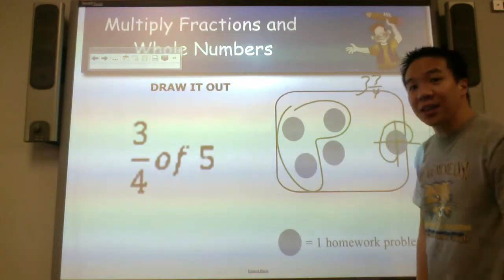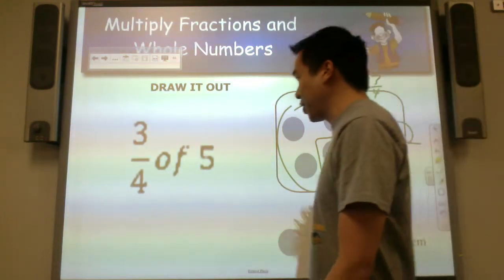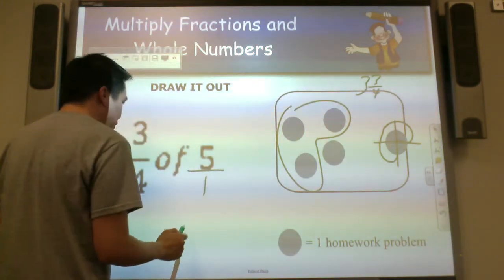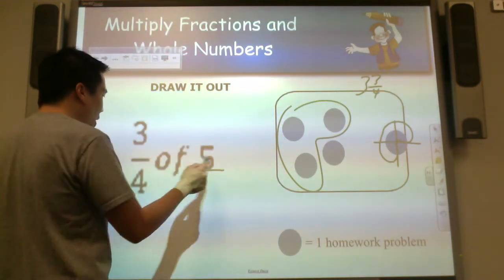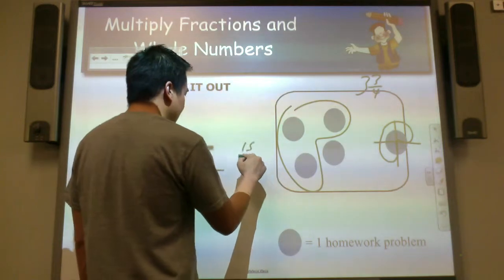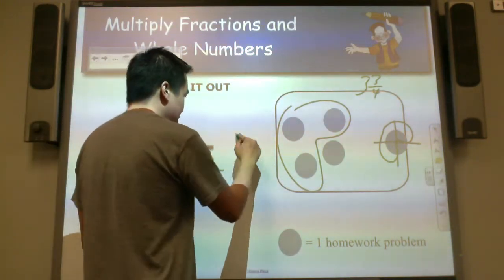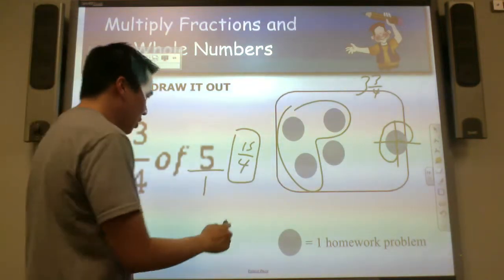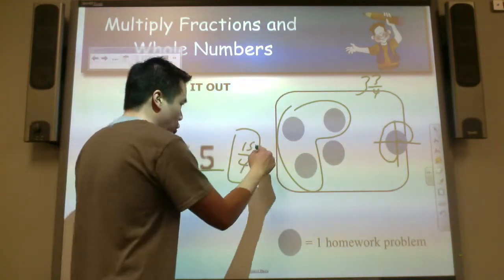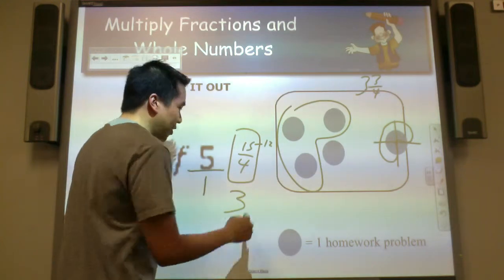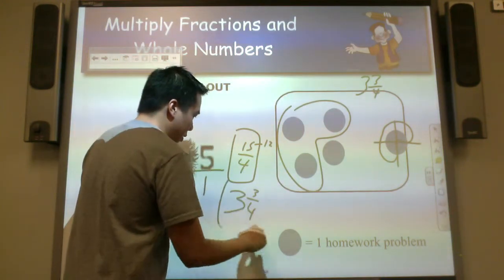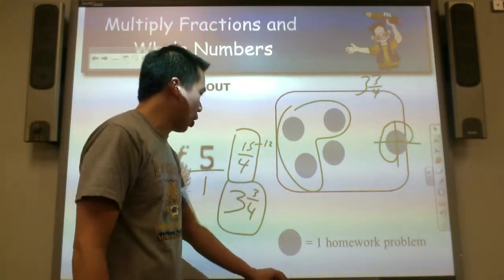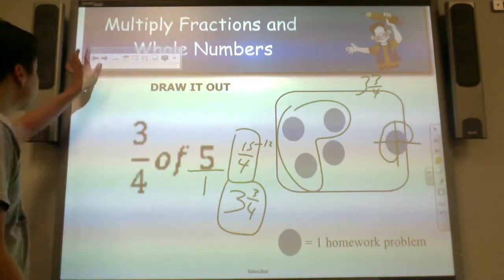If you do not like the modeling, if you would rather just do it the mathematical way, multiply mixed number. That's okay. Turn this to a fraction and times away. 3 times 5 is 15. 4 times 1 is 4. 15 fourths. How many 4s go into 15? 3 times, which is 12. What do you have left? 3. So 3/4 of 5 is 15/4 or 3 3/4.